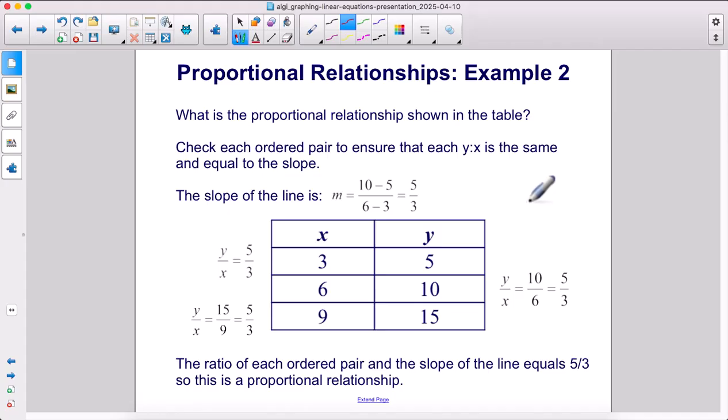What is the proportional relationship shown in the table? Check each ordered pair to ensure that each y to x ratio is the same and equal to the slope. The slope of the line is 5/3. And you can see that 5 over 3, so here are 3 points, 3 coordinates. 5 over 3 is 5/3, 10 over 6 is also 5/3, and 15 over 9 is also 5/3. The ratio of each ordered pair and the slope of the line equals 5/3. So this is a proportional relationship.